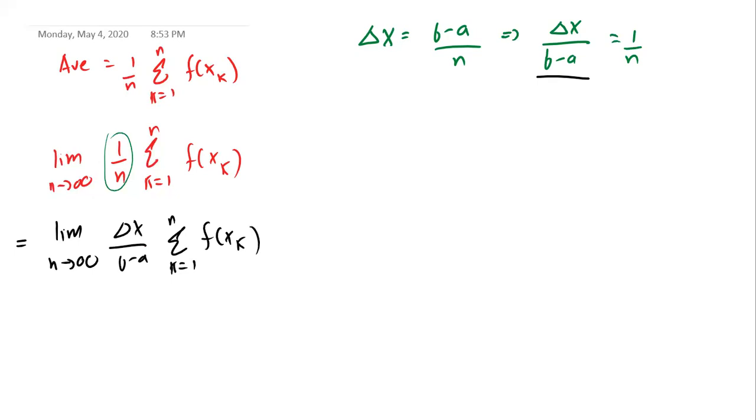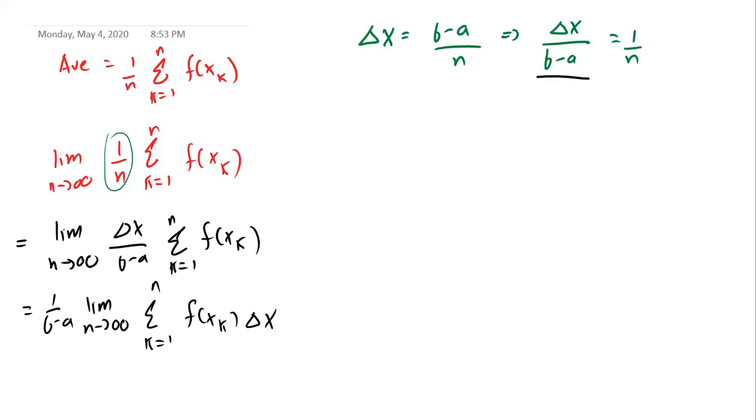Now I'm going to rearrange things a little bit. This 1 over b minus a that we have here is a constant, so we can move that out of the limit. So I'm going to write 1 over b minus a times the limit as n approaches infinity. And then I can move this change in x inside the sum, because again, this change in x is a constant, right? It's just whatever value it is. It doesn't depend on anything right now. So I'm just going to move it inside the sum. So I'm going to rewrite this as the sum, k equals 1 to n of f of x sub k, change in x. Now, what's the point of doing this?